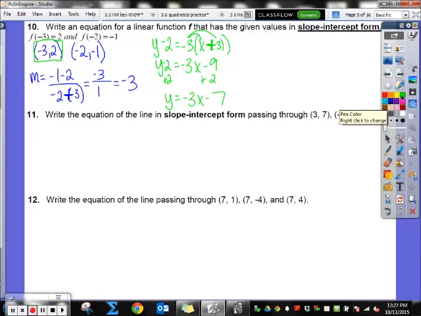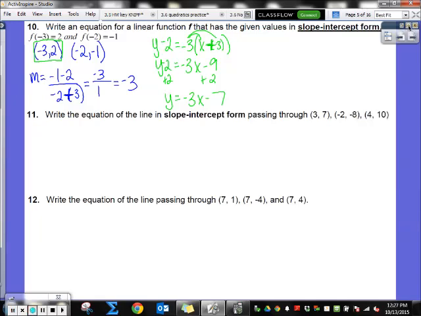11, write the equation in slope-intercept form that passes through those 3 points. Now the tricky part here is that you only need 2 of those points, so you just have to pick 2. Please don't let it throw you off that there are 3 points. I'm going to pick the 2 points without negatives. I like to work with positive numbers. So first thing I'm going to do is find my slope. So that is 10 minus 7 over 4 minus 3, sorry, I put a 1 instead of a 3. So 3 over 1, so our slope is 3.